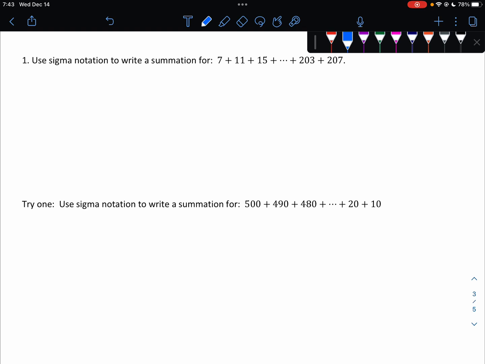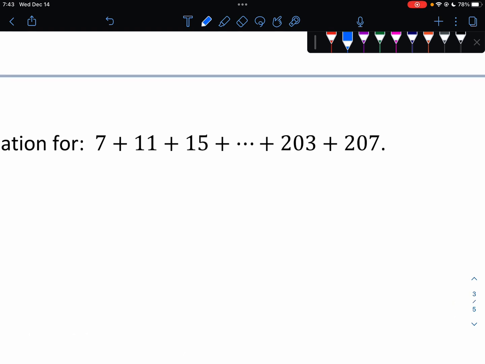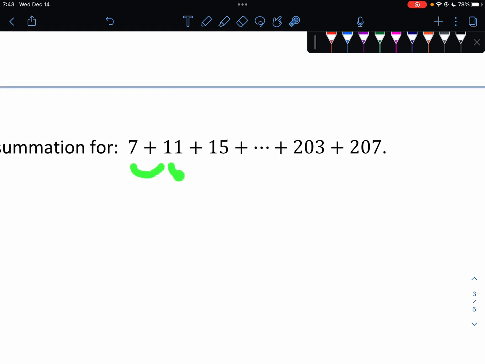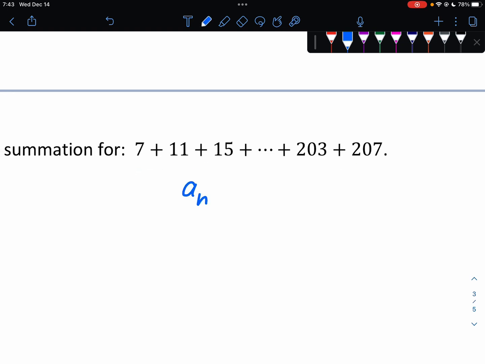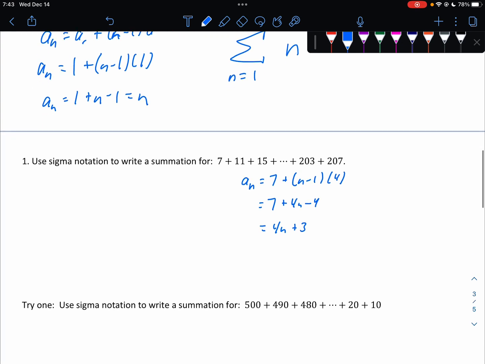The first one says use sigma notation to write a summation for this sequence. I can tell it's arithmetic because we're adding 4 each time, right? So my nth term is going to be 7 plus n minus 1 times 4, which is 7 plus 4n minus 4, or 4n plus 3. So sigma of 4n plus 3.